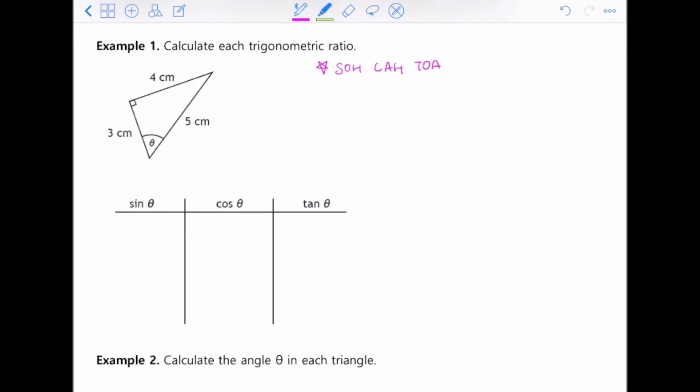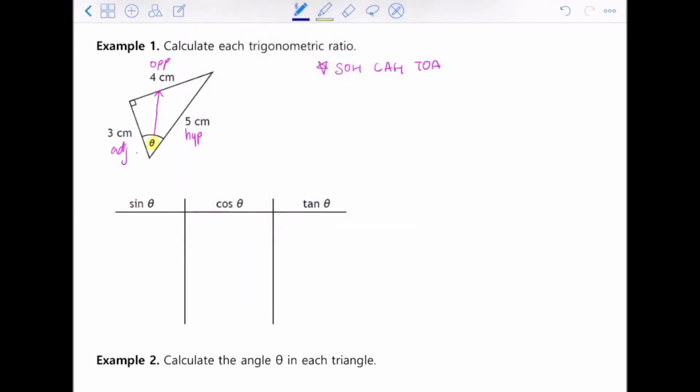First, we were given angle theta. We were given 3 lengths of the sides. So first, the side that's across from the angle theta, this side would be the opposite side. The longest side of the right triangle is the hypotenuse, and the missing side would be the adjacent side.